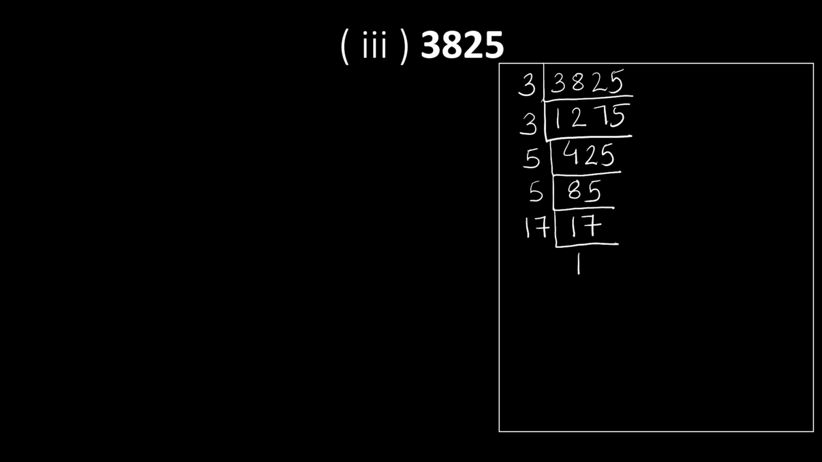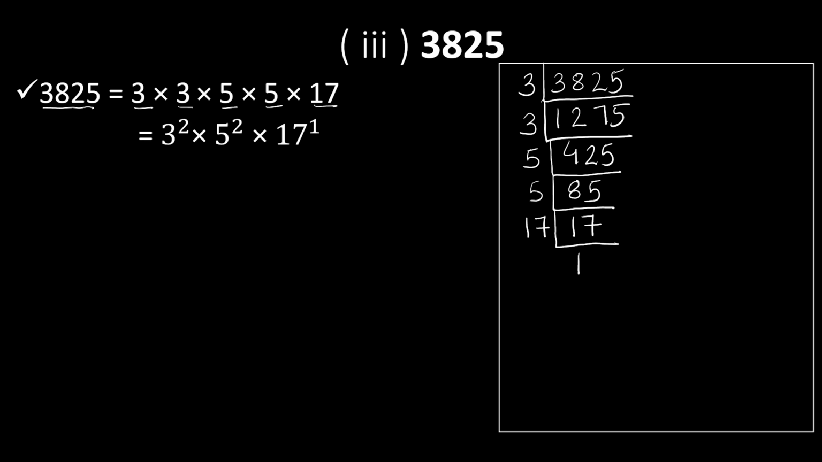Now let's write down 3825 as a product of its prime factors. 3825 is equals to 3 into 3 into 5 into 5 into 17. Now, since 3 is occurring twice, 5 is also occurring twice, we can write down this in terms of 3 raised to 2 into 5 raised to 2 into 17 raised to 1. So, this is the way we have prime factorized 3825 in the product of its prime factors. Those are 3, 5 and 17.